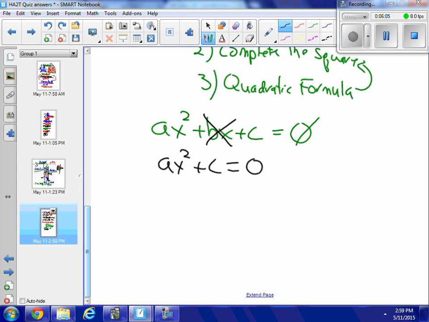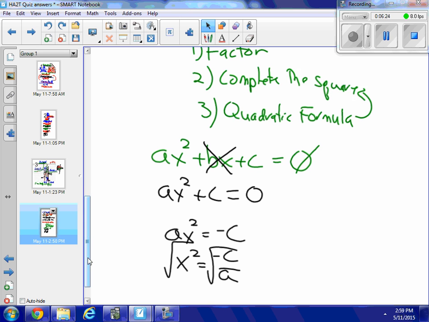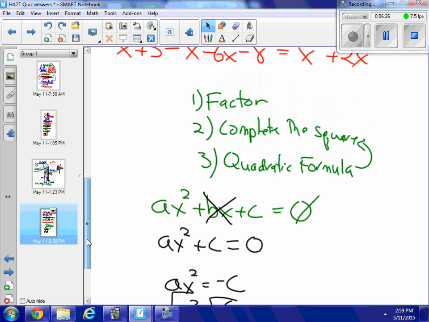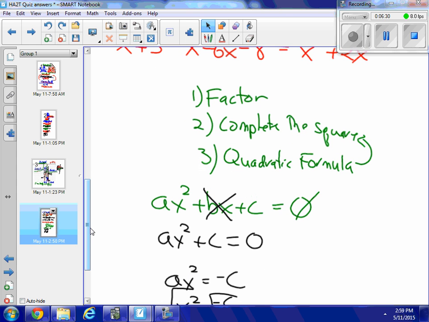In that case, since I don't have the middle term, I could say ax squared is equal to negative c, subtracting c from both sides. x squared is equal to negative c divided by a, and then I can take the square root of both sides. But in this case here, and in probably most cases that I see, I end up having a b. I will have this linear term.